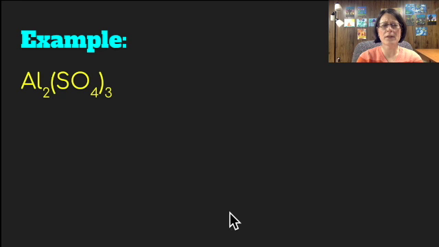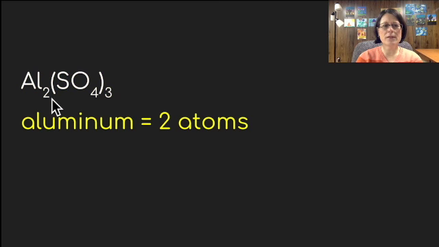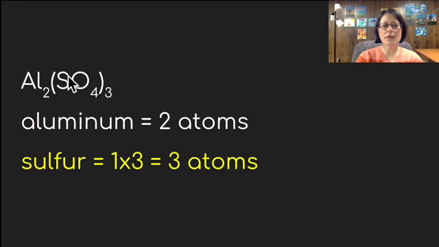Let's look at something a little more complex. This formula, Al2(SO4)3, has parentheses in it. The parentheses tell us to multiply. They're a lot like parentheses in algebra. So here we see the aluminum is outside of the parentheses and there's a 2 after the Al. So that tells us that there are 2 atoms of aluminum. For the things inside of parentheses, we have to multiply by 3.